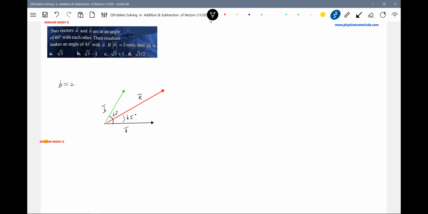So what is the formula for the angle made by the resultant with vector A bar? Tan alpha should become equal to B sin theta over A plus B cos theta. The angle between vectors is 60 degrees, so theta is 60 degrees. Alpha is here 45 degrees. So tan 45 equals B sin 60 over A plus B cos 60. The value of B we also know, 2 units. So 2 root 3 by 2 over A plus 2 times 1 by 2. So this will become root 3 over A plus 1.